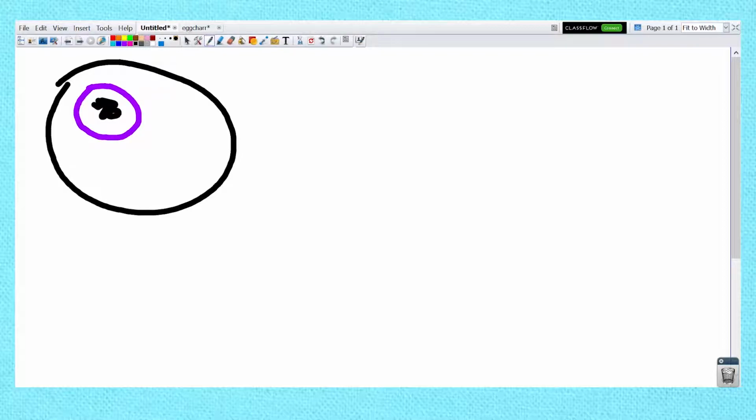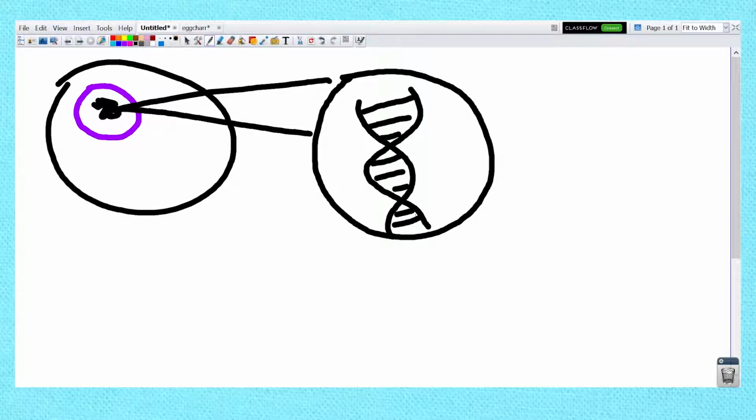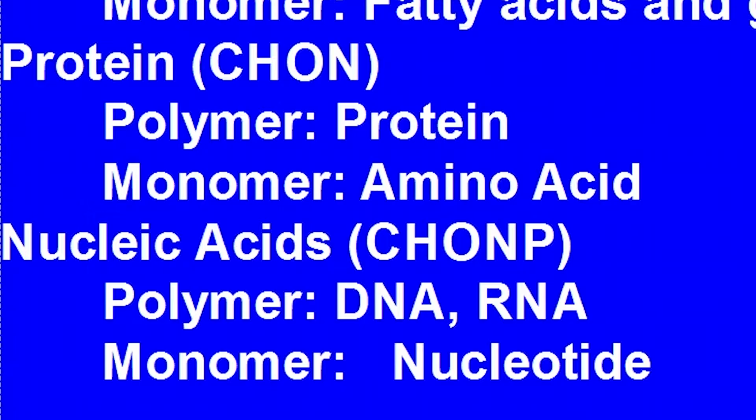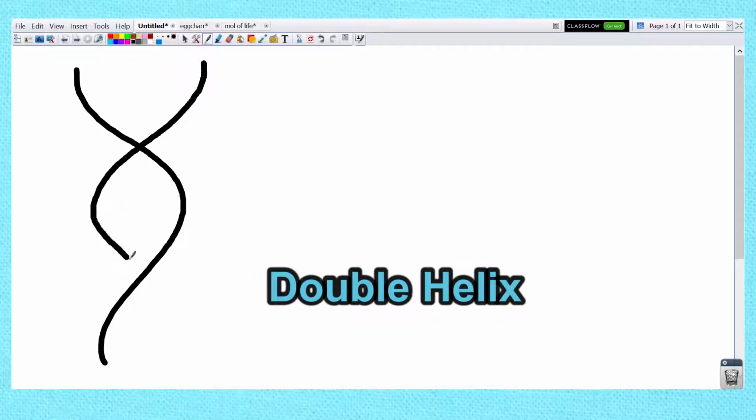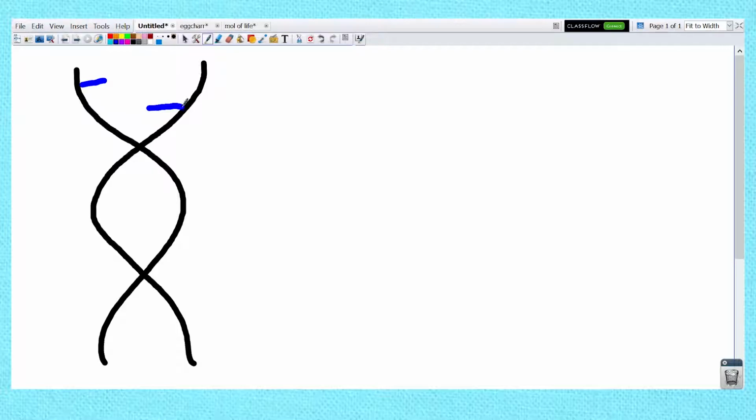If you zoom in on it, let's break apart what is actually in the DNA. So we know that DNA is a biomolecule, a molecule of life. It is one of the nucleic acids. CHONP, we got DNA and RNA. The monomer is a nucleotide. The DNA is going to be in the double helix shape. In between each one, you have one side of the ladder. There are 4 different steps that you can have on your ladder.